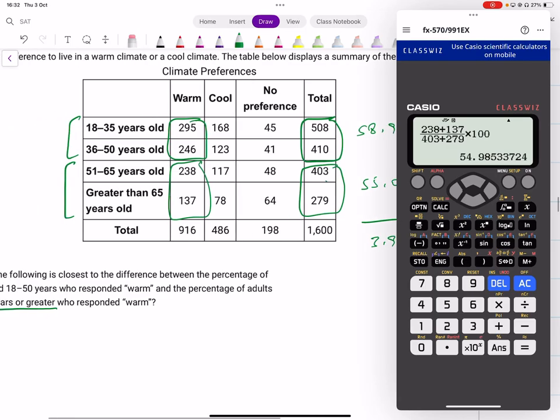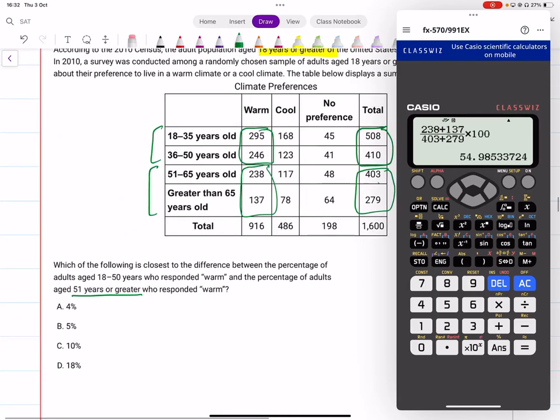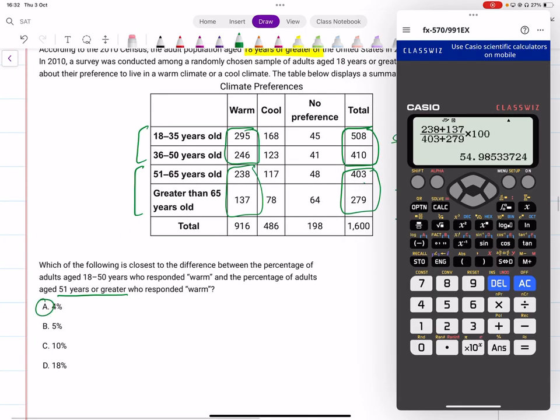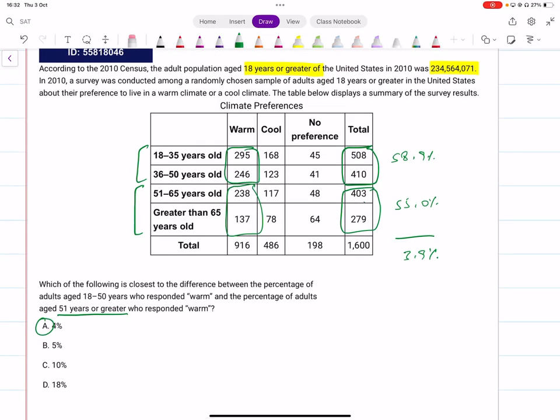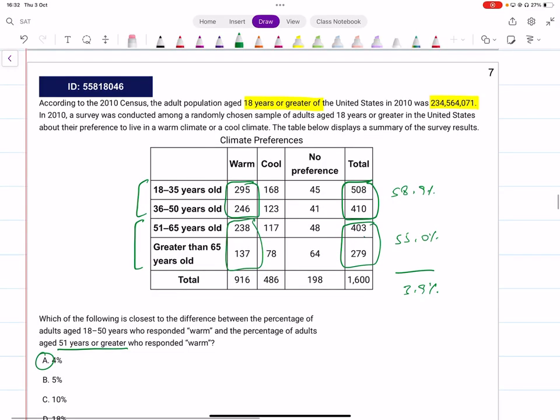3.9%. So it's 4%. That's what is closest to this. The difference had to be found between the two. Is this clear? Make sense? Okay, that was question number 7.